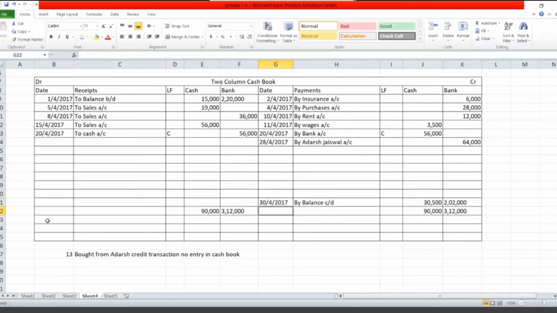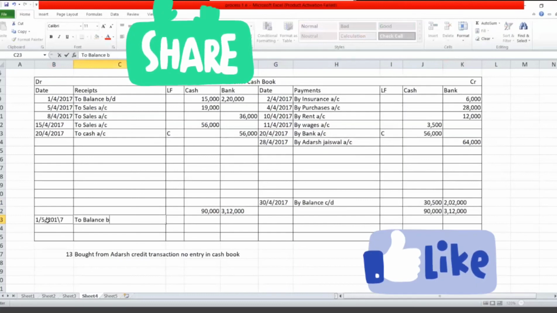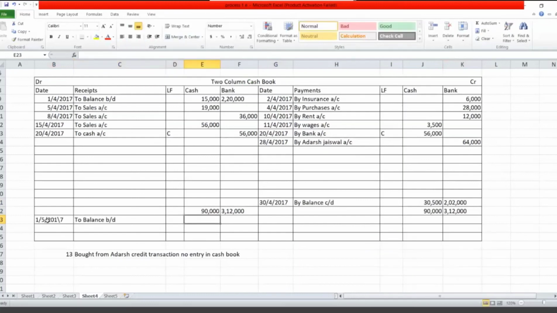Now for the next month, first 1/5/2017, again we'll start with the balance carried on, brought down. We will start with the same amounts, that is 30,500 and 2,02,000. Now whatever transactions will be there, we will be continuing with this.